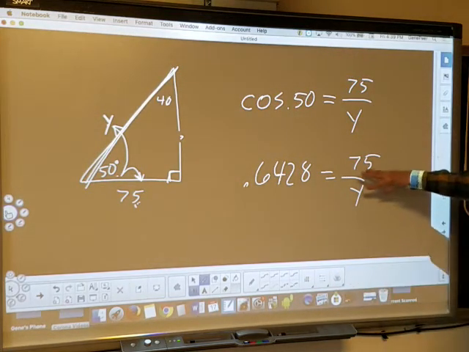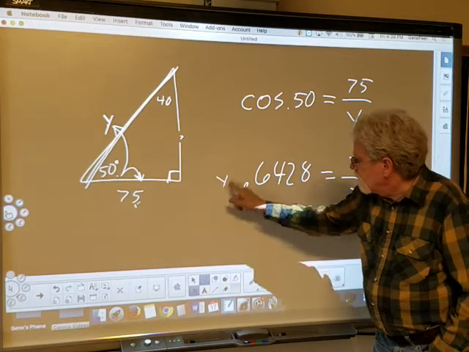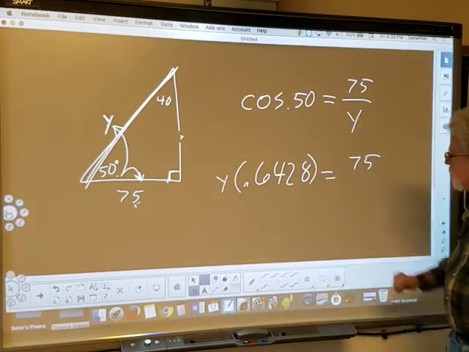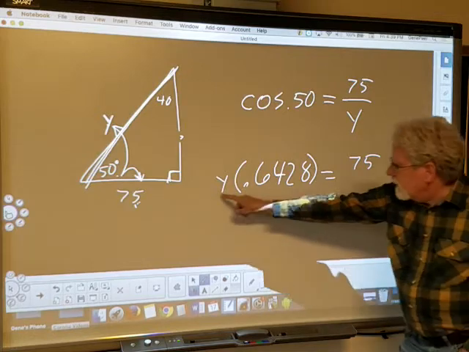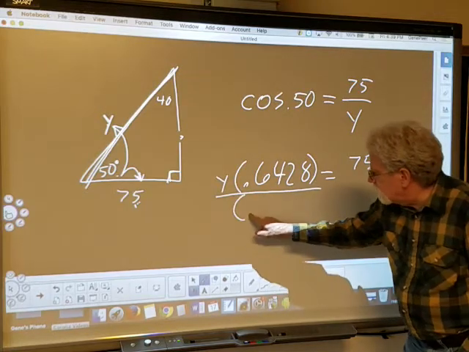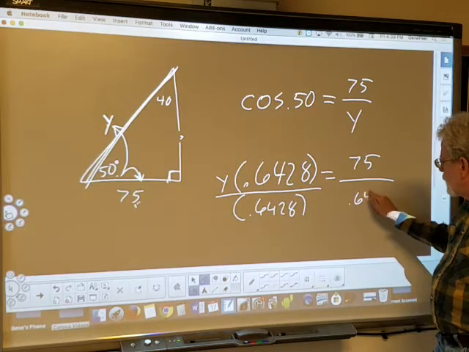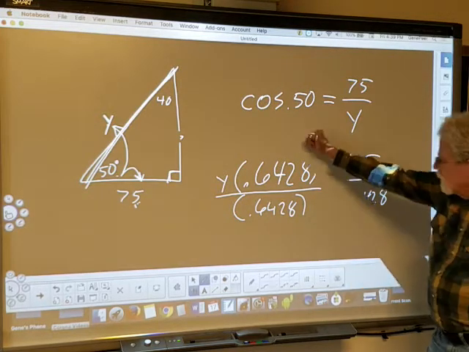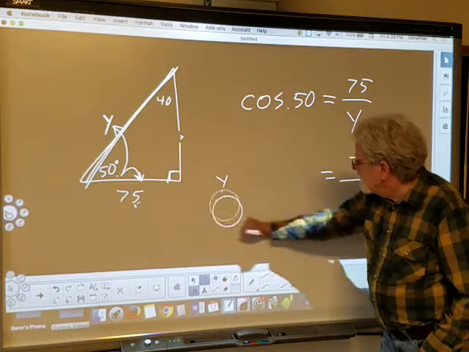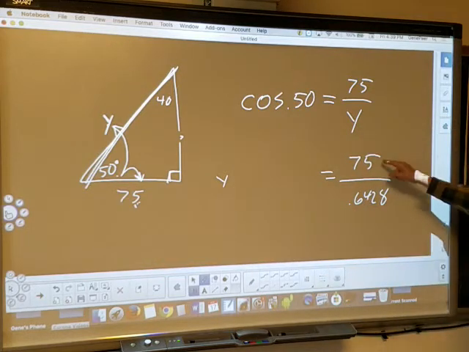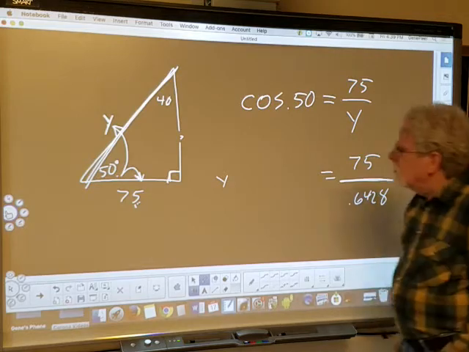And now we'll multiply by y. That puts a y over here, and this is now gone. Then we'll divide by this guy, because we're trying to get y by itself. So we divide by 0.6428. These, of course, cancel. And we find out that y is equal to whatever 75 divided by 0.6428 is.